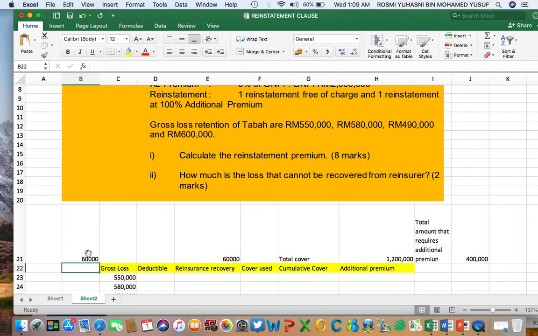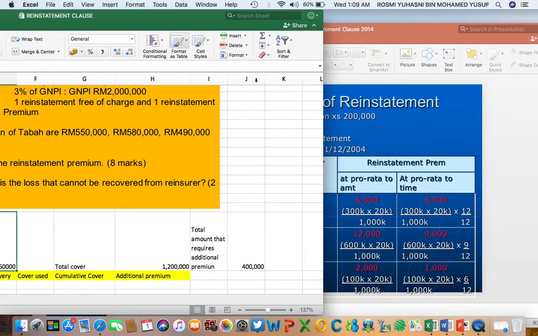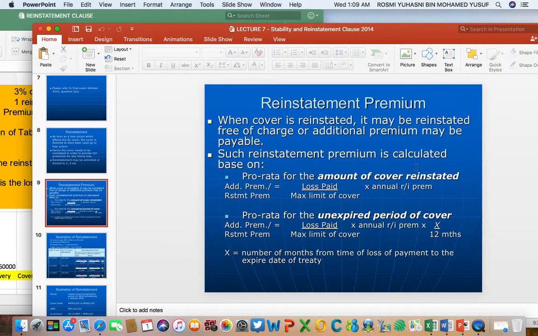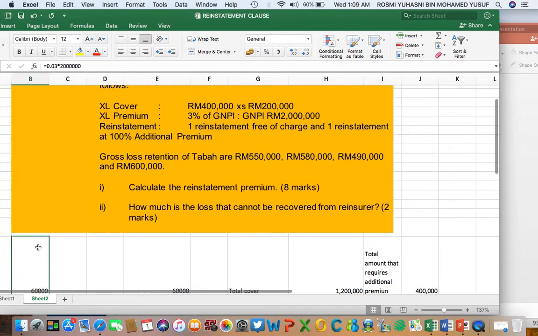They're going to be 60,000 annual premium, meaning that every time you want to calculate the additional premium, you need to add the annual premium here. So the annual reinsurance premium, as in this question, is 60,000. Where do you get this 60,000? 3% of 2 million.